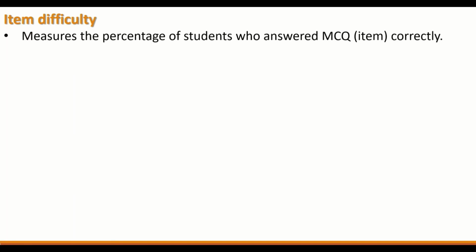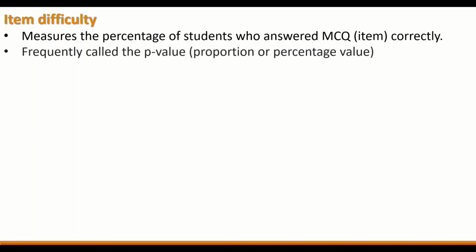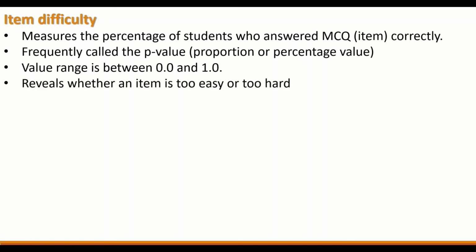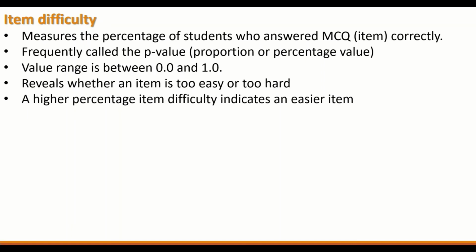Item difficulty measures the percentage of students who answered a multiple choice question item correctly. It is frequently called the p-value, proportion or percentage value. The item difficulty value ranges between 0 and 1. The item difficulty reveals whether an item is too easy or too hard.